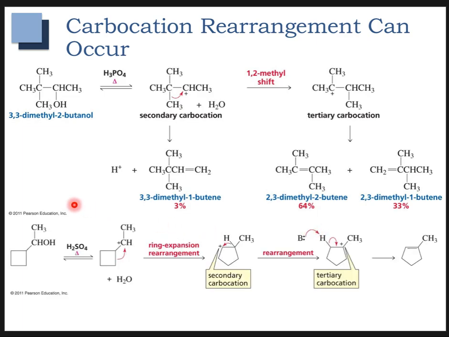Here's one more example. You can see that in this case, we also have a methyl shift, but it actually involves a ring expansion. So if you're looking at this alcohol here, we're going to get protonated by sulfuric acid. Water is going to fall off, which gives us a secondary carbocation. And then what you see here is a ring expansion happening. So usually what I do to kind of understand what's going on here is I'm going to label all of the carbons here.